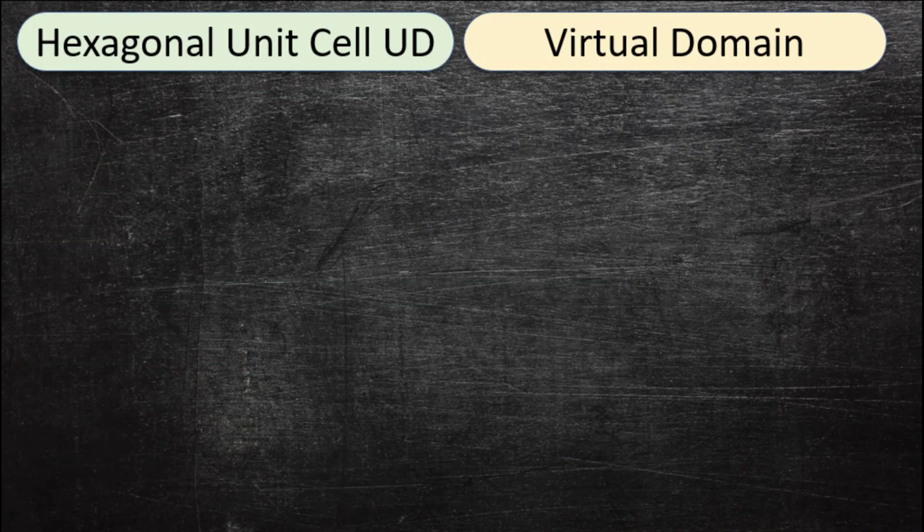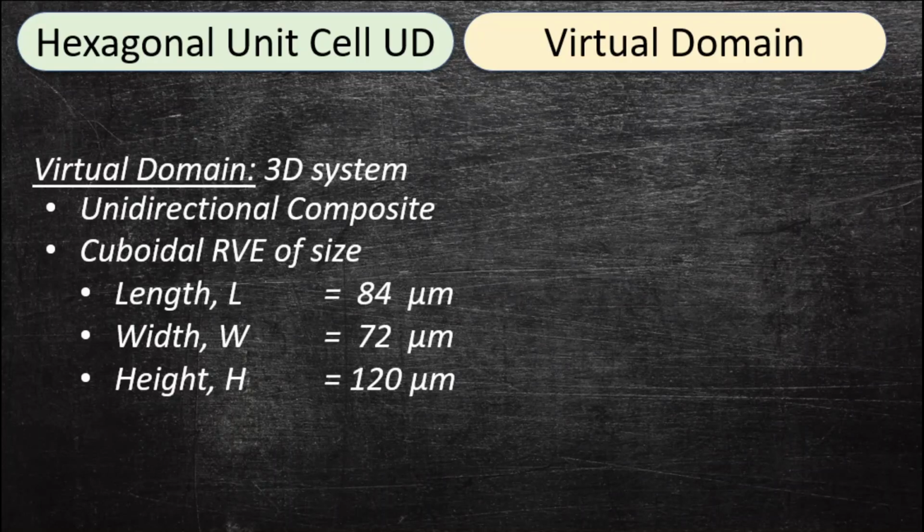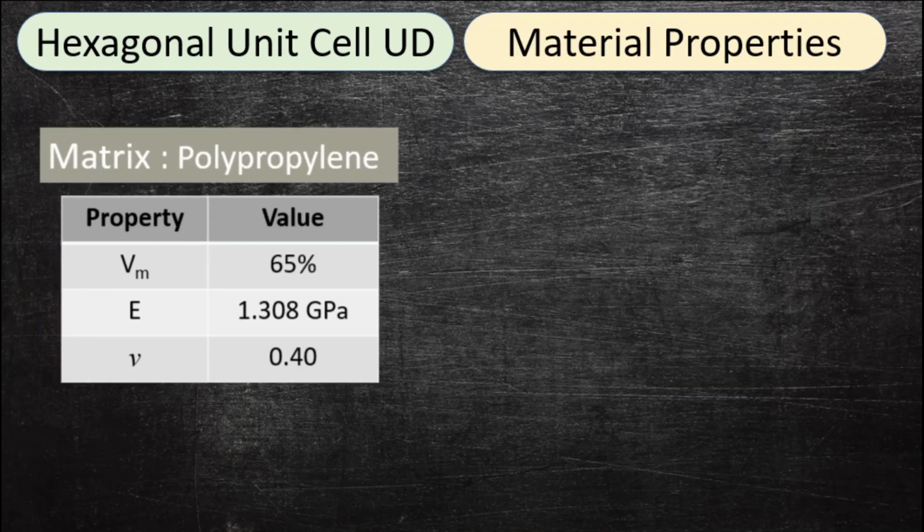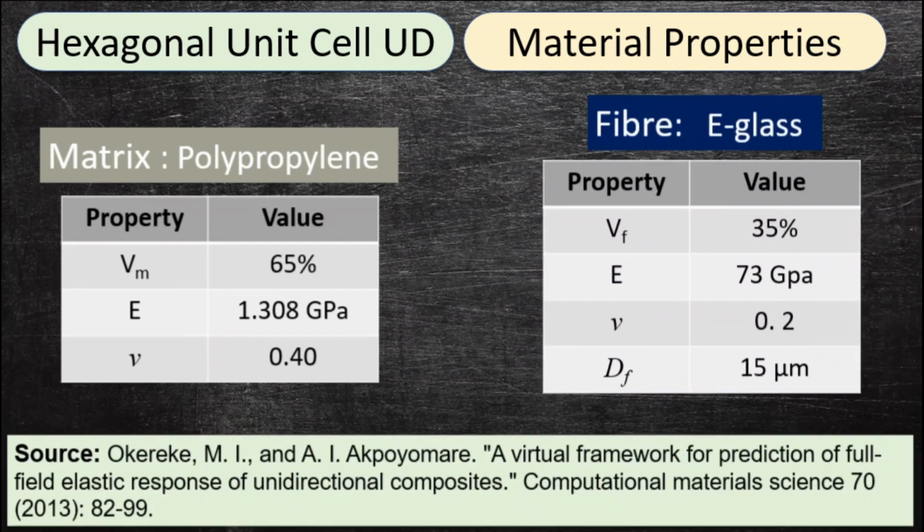In thinking about the hexagonal unit cell arrangement of the virtual domain, the virtual domain we're going to be using is a 3D virtual system, which has a cuboidal arrangement with dimensions given like this. So we expect it to be something like this, with the fiber arrangement taking a hexagonal distribution. The material that we're going to be modeling with is a polypropylene material for the matrix with the properties given and the fiber properties also given. I'd like you to know that the diameter of the fiber is 15 microns as specified here.